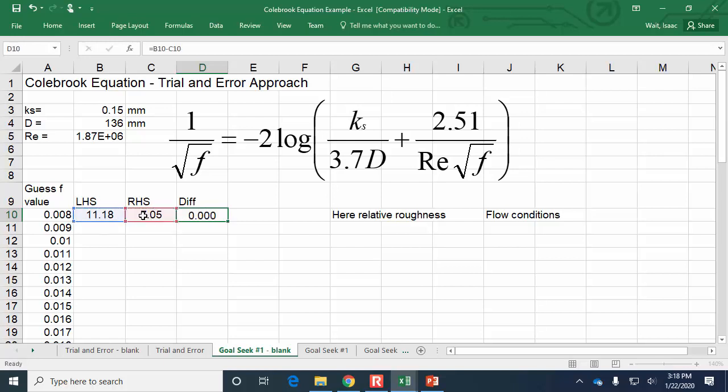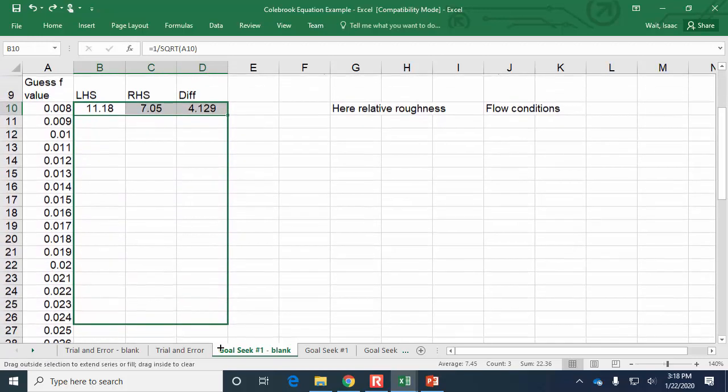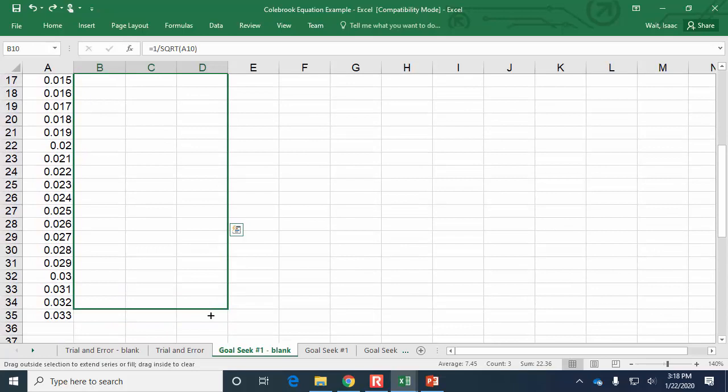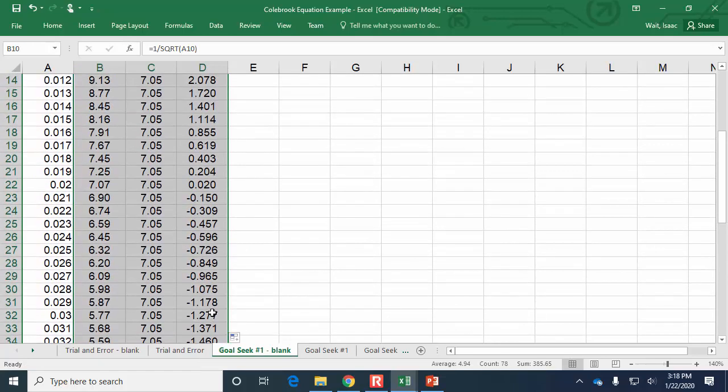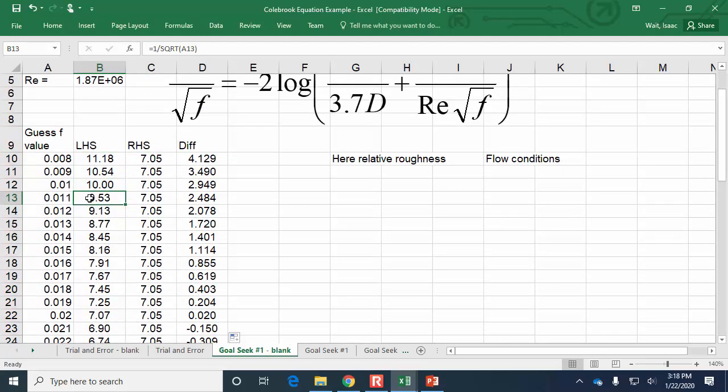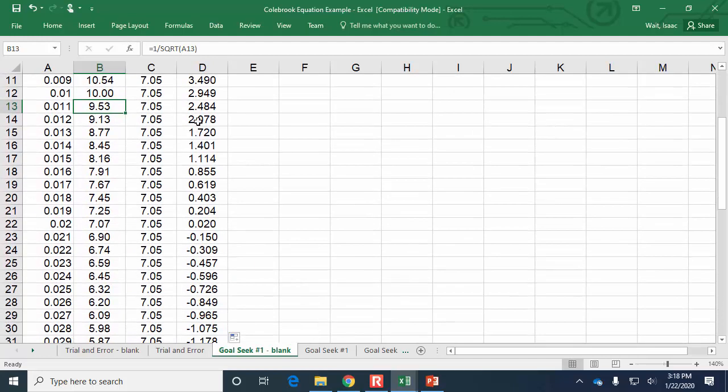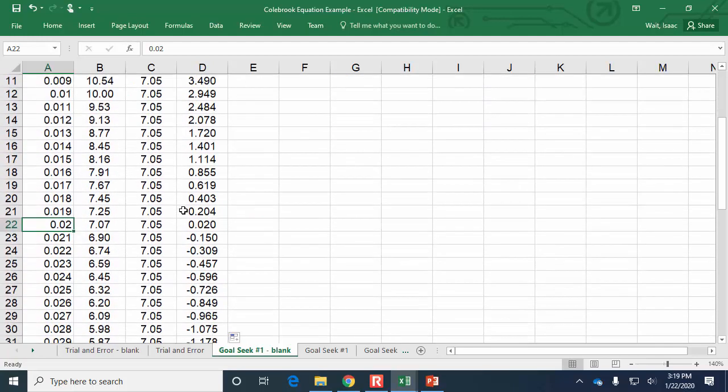is not yet minimized. What we want to do is drag this down and find out at what point the difference is minimized. Like which f value is corresponding to the crossover point. So you'll notice that the left-hand side and the right-hand side are getting closer and closer to equal, but it's right around here that they're pretty close to equal, so that's giving me an idea of what the f value is. And then I can get even a little bit closer with goal seek.